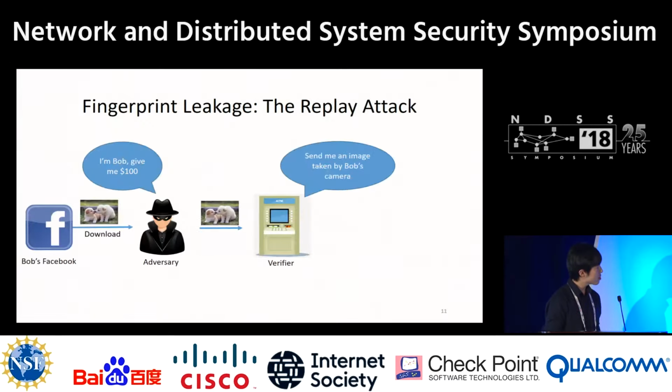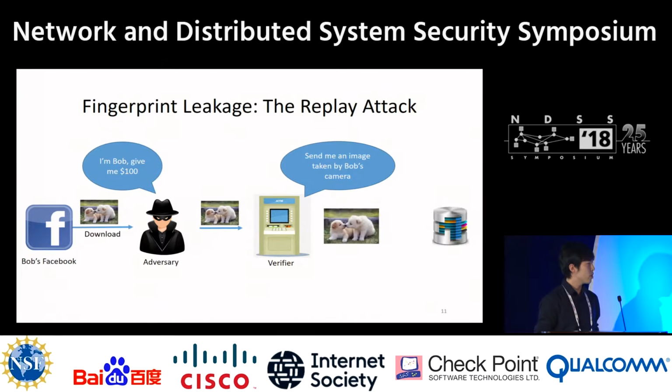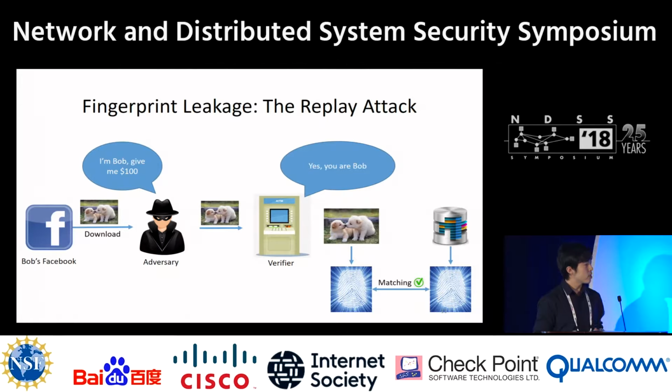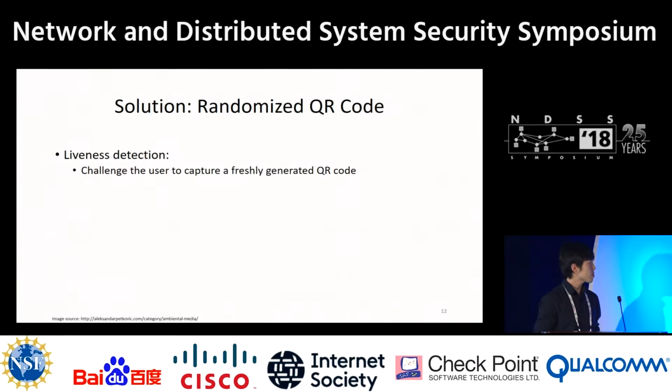What the adversary can do is that he will claim he's Bob, and he will send an image downloaded from Bob's Facebook to the verifier. Since this image is taken by Bob's camera, the verifier will match the fingerprint and believes that this adversary is Bob. So to address this issue, we propose to perform liveness detection by challenging the user to capture a fresh QR code.